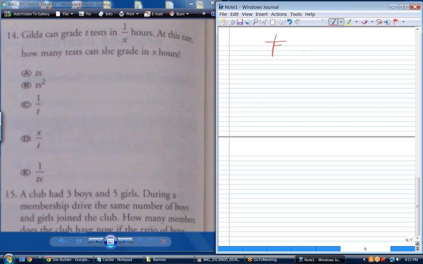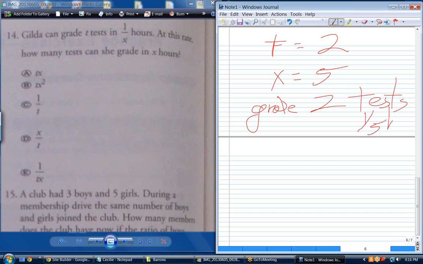So she can grade 2, so t is equal to 2, and x is equal to 5. So she can grade 2 tests in 1/5 of an hour. So how many tests can she grade in 5 hours?